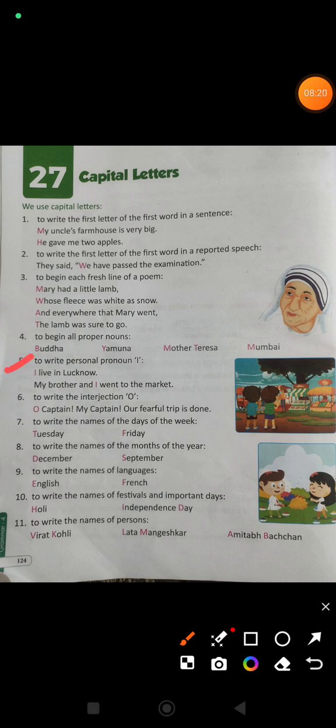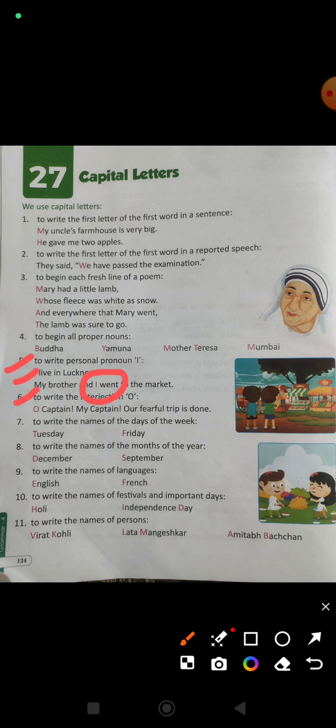To write personal pronoun I. When you write a sentence, always make the personal pronoun I capital. It should be capital always. As you can see, the first example is I live in Lucknow. The second example is my brother and I went to the market. So in these two sentences you can see the personal pronoun I is capital.